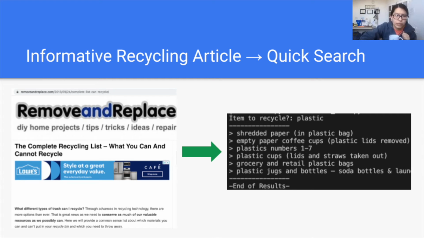So what we're going to do is extract information from a web page and print it to a console, sorting out things that are only relevant to the item that we're trying to recycle.